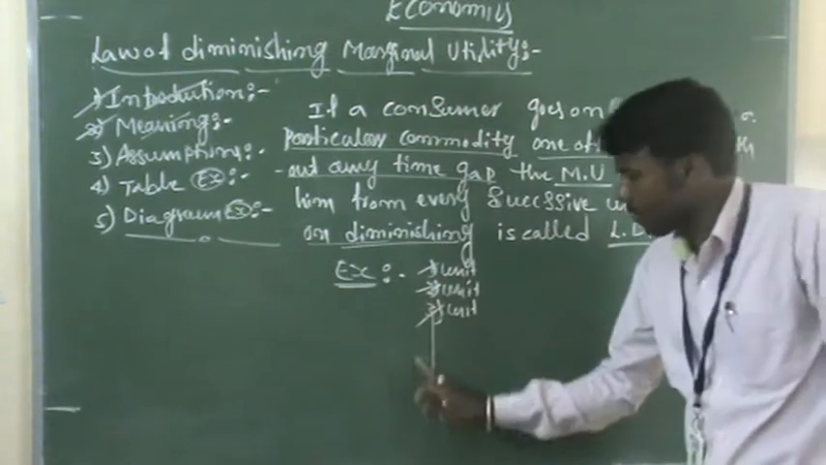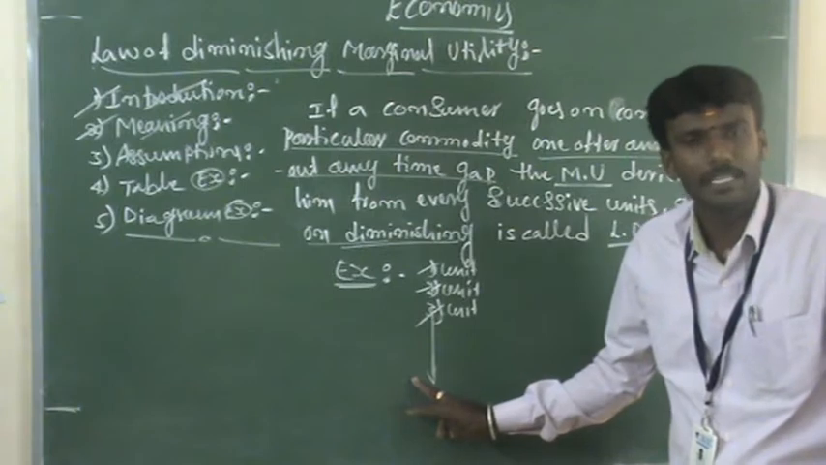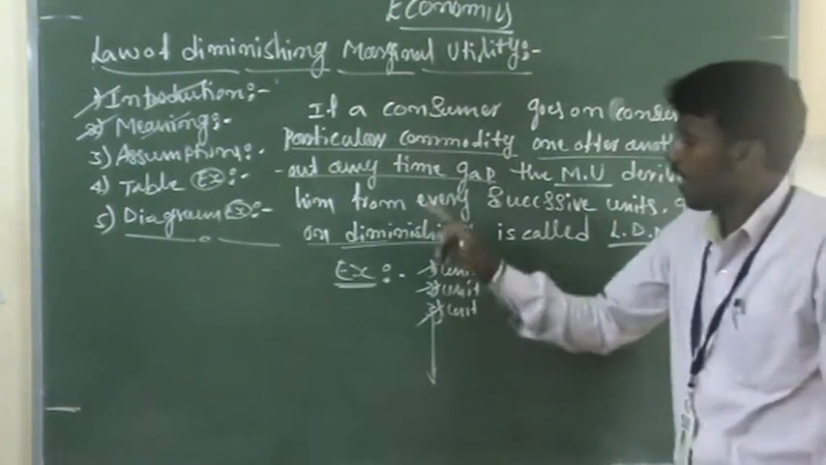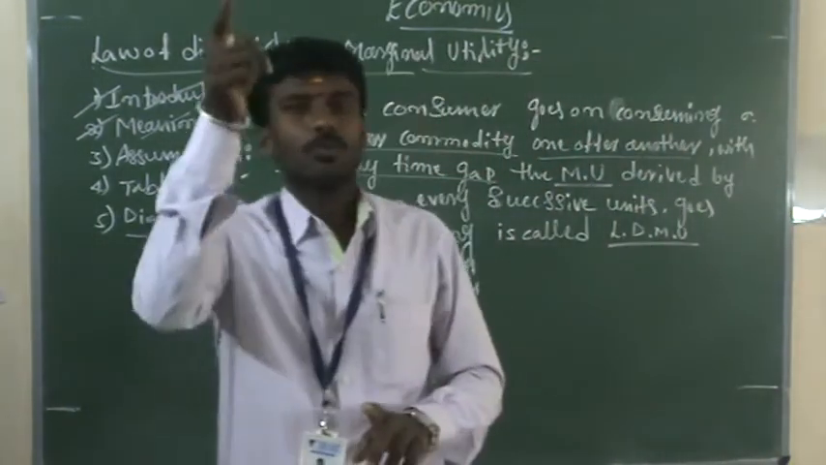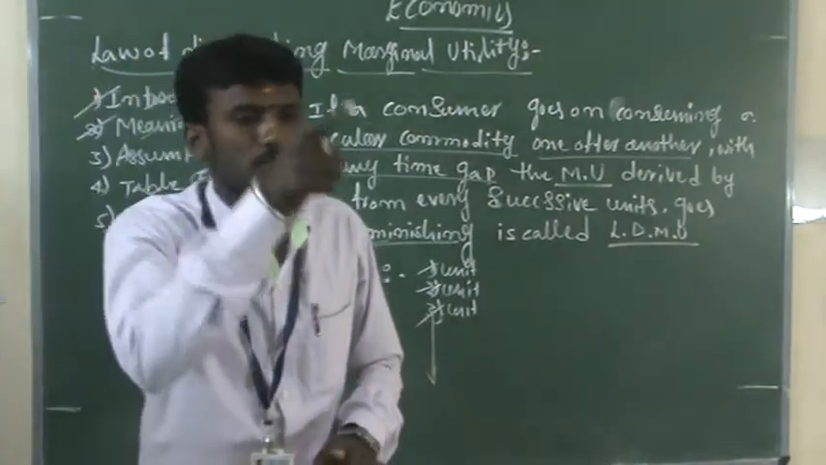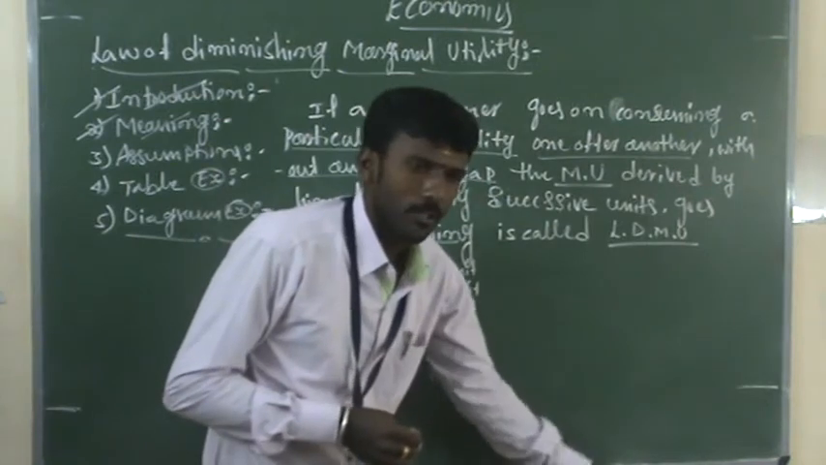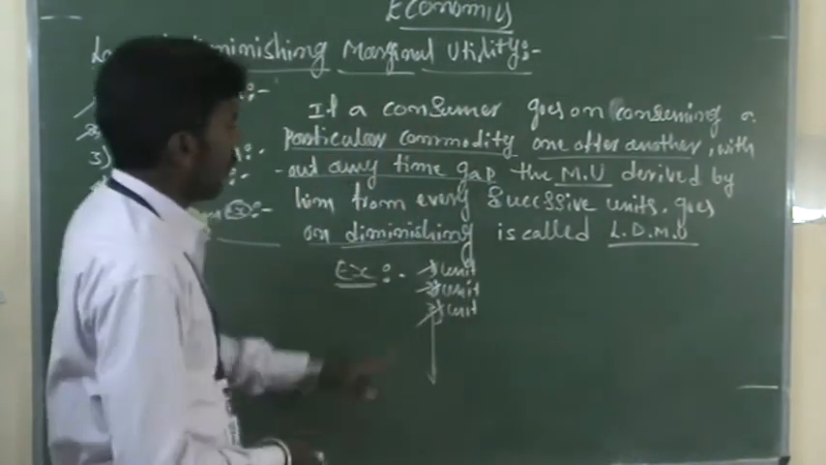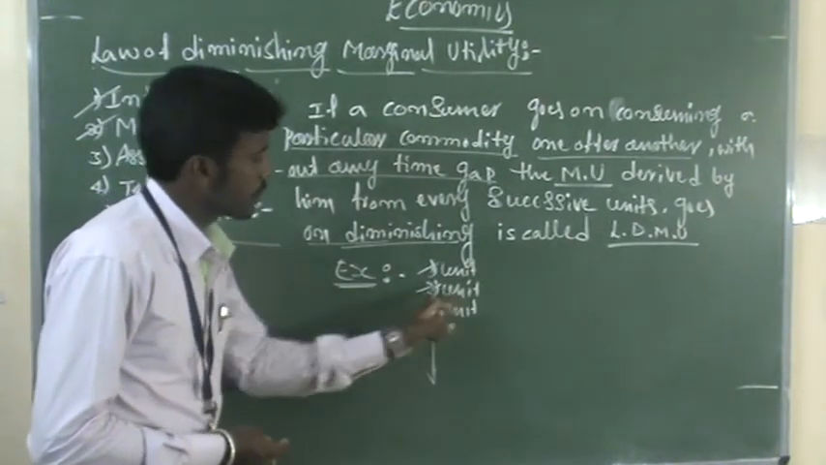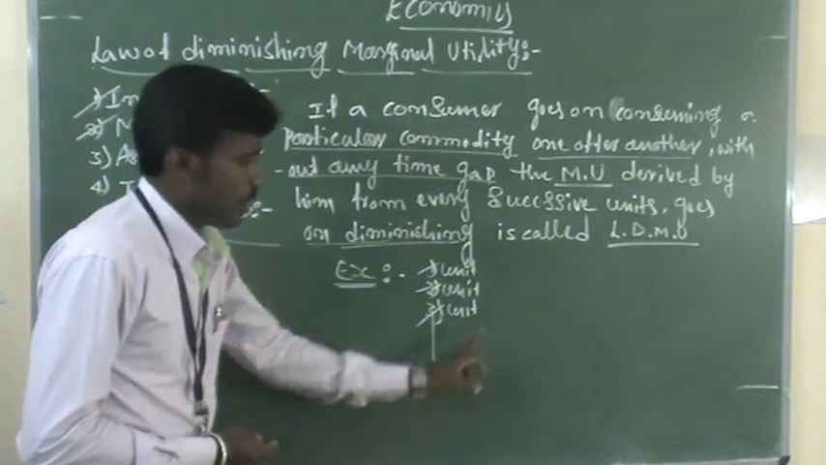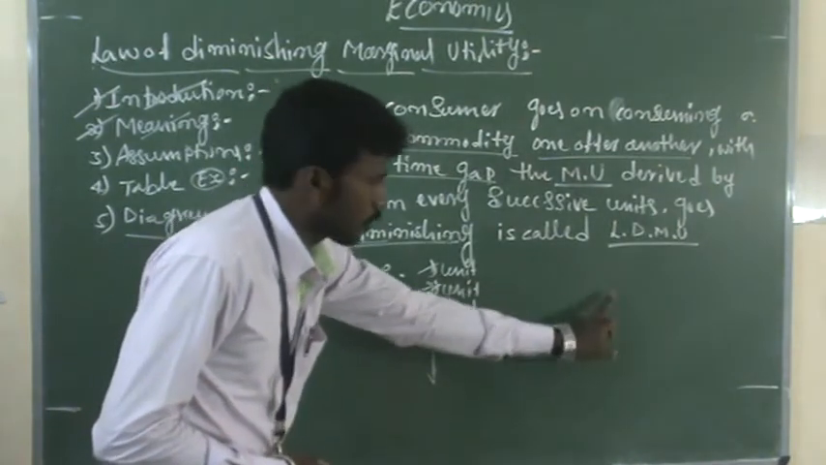Okay, so like that, this type of process will go on up to where the utility, or MU, the marginal utility, becomes 0. This process continues until the MU, the marginal utility, becomes 0. See, here we were saying that a consumer can consume continuously: first, second, third, fourth, fifth. So what is the result? MU, marginal utility, goes on diminishing.